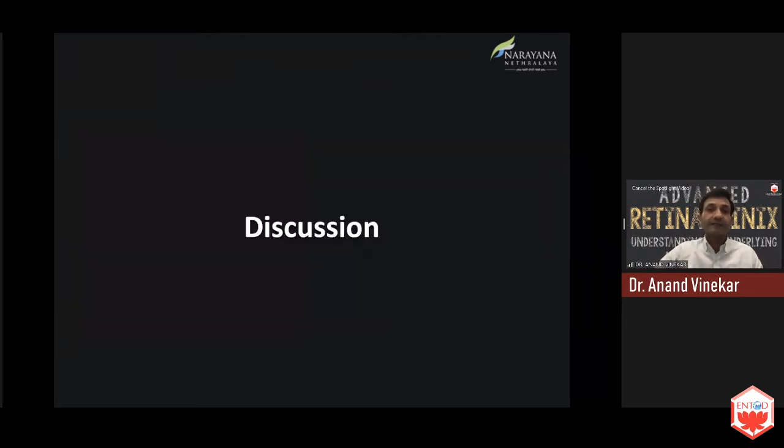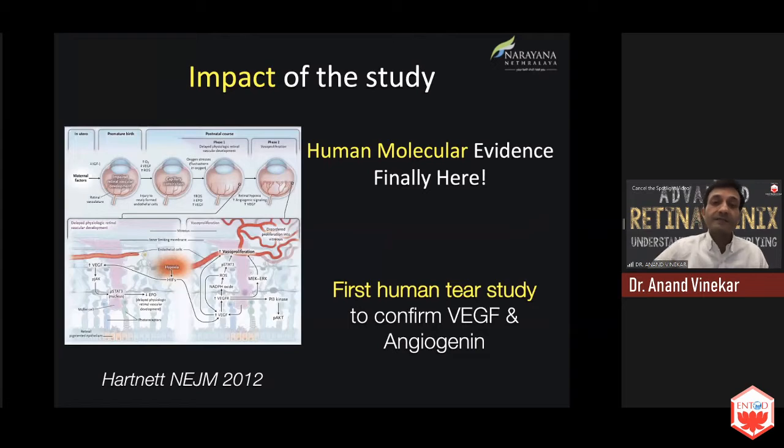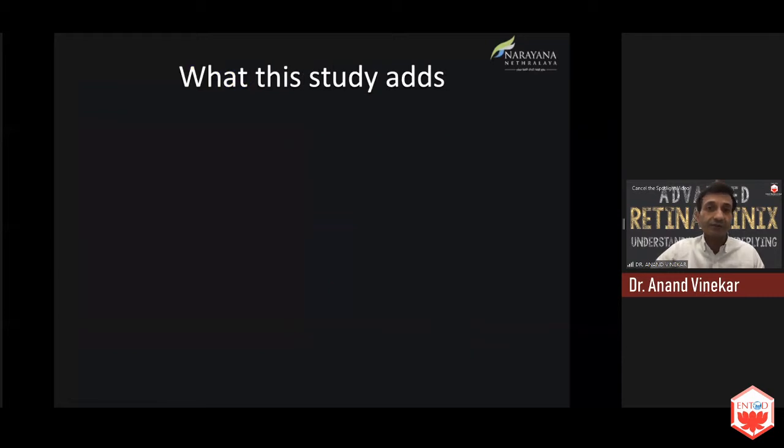And that's really exciting. So the impact of this study is that all this time we knew that some of these molecules played a significant role in either vascularization or pushing them towards severe disease. Well, here's the molecular evidence. And this is, of course, the first human study to look at that correlation between VEGF and angiogenin.